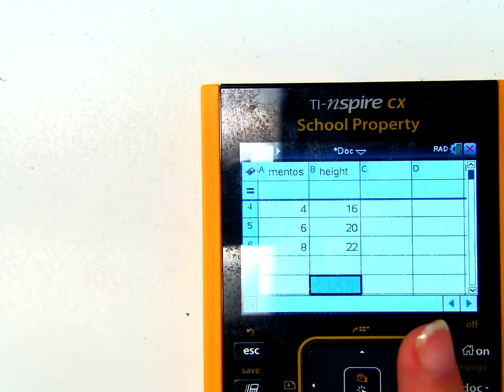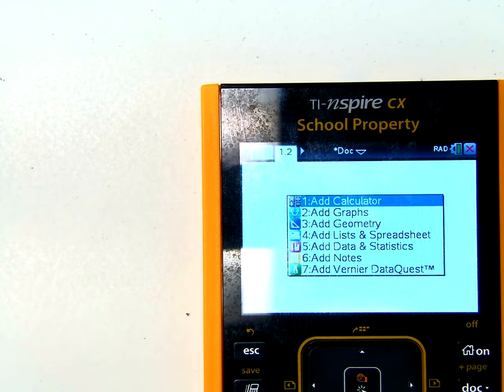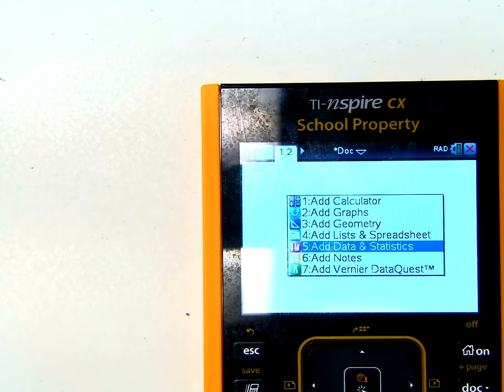I need to control dock. That adds a page. What kind of page do I need to add? Good guess, though. 5. Data and statistics. Knew it.